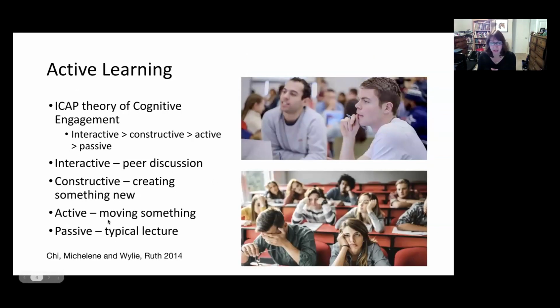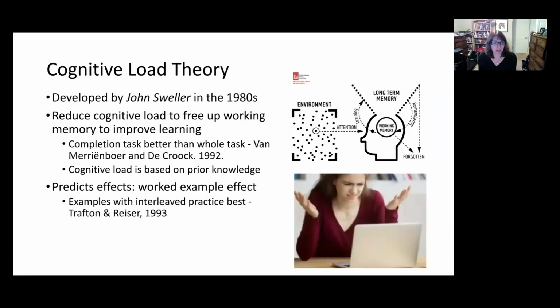Active learning is often based on the ICAP framework from Michelene Chi and Ruth Wylie that says that interactive is better than constructive, is better than active, which is better than passive as far as learning goes. Interactive, you can think of things like elbow partners, or think-pair-share, right? Talking with people around you, peer discussion. Constructive is creating something new, like writing things in your own words if you're taking notes. Active is just being active, moving something. Passive is a typical lecture where not much is happening. The students are not engaged, at least cognitively.